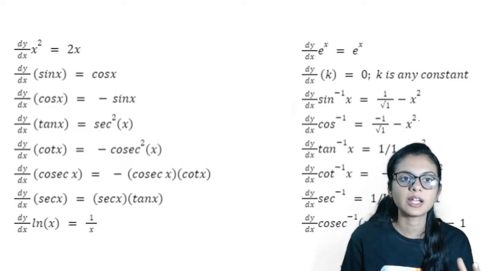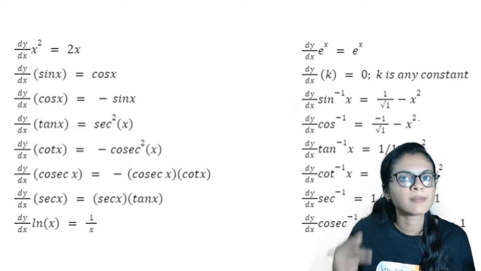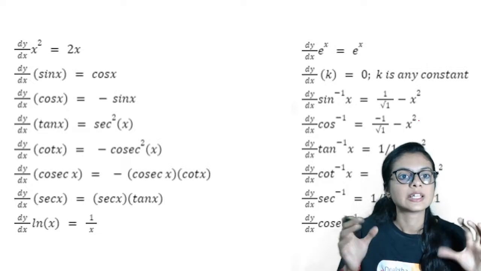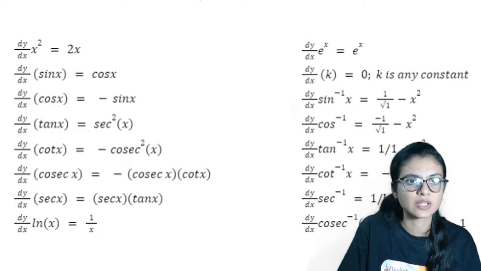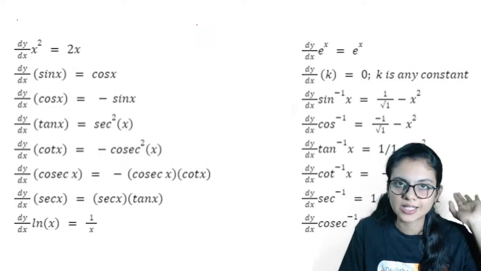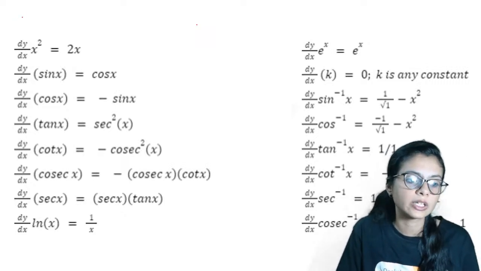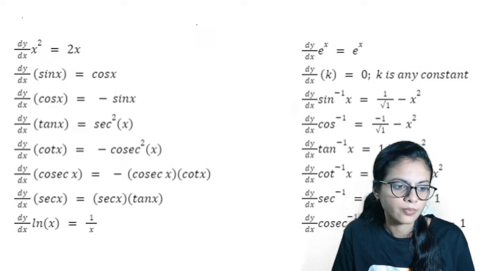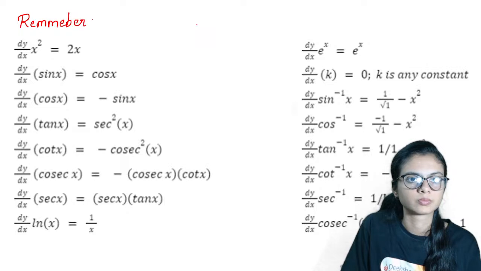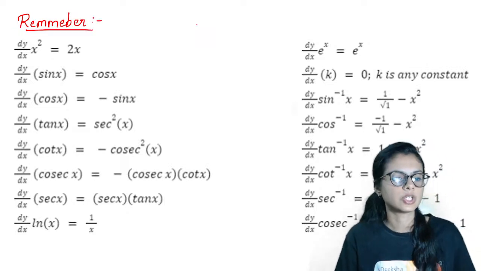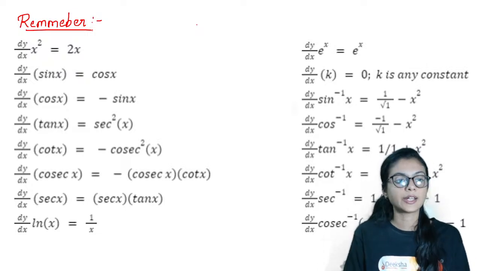So you can see that dy by dx of x square is equal to 2x, dy by dx of sine x is equal to cos x. So you have to remember these formulas, right? Take out a sheet, make a sheet, write down all the formulas, keep it in front of you, and you have to read this daily. So remember this. Make a formula sheet and just recall by heart and remember these things.